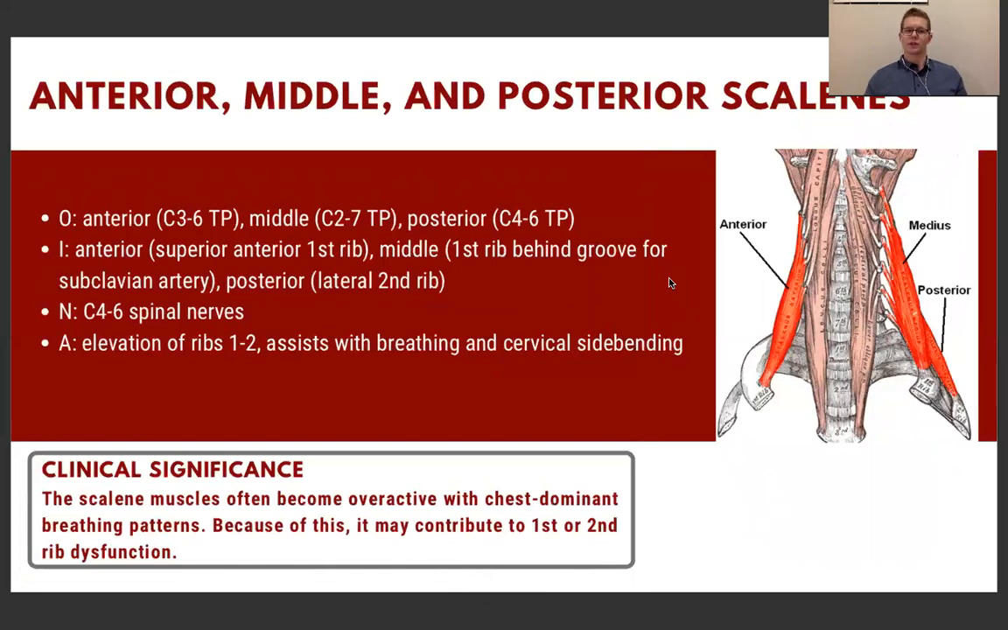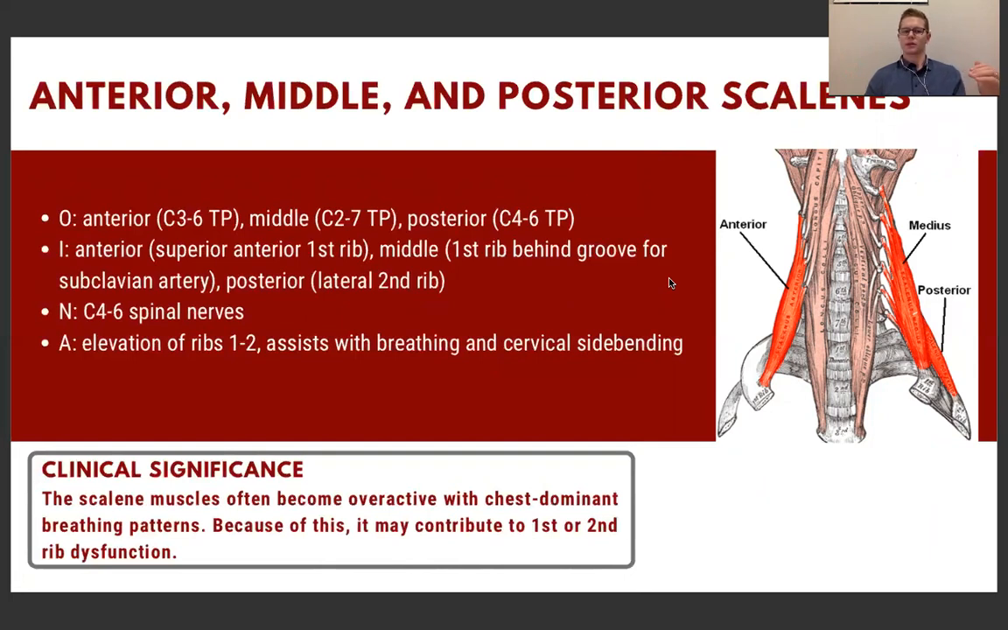Anterior, middle, and posterior scalenes. The origin of these is all over the place from C2 to C7 transverse processes. And you can see that in the picture where it runs from numerous transverse processes. Anterior and middle attach onto the first rib. The posterior attaches onto the second rib.